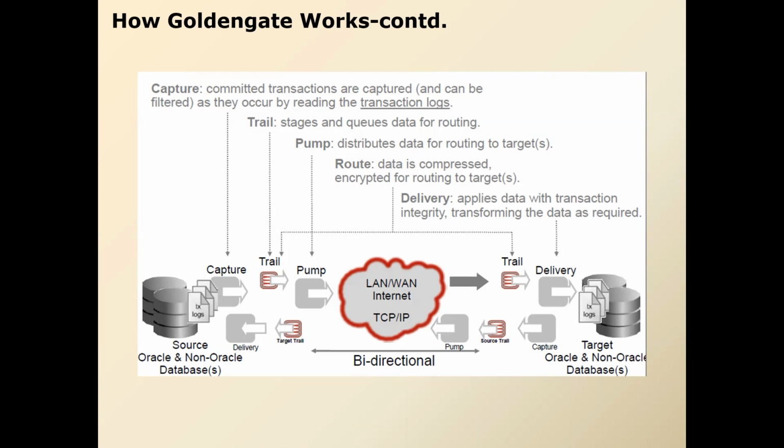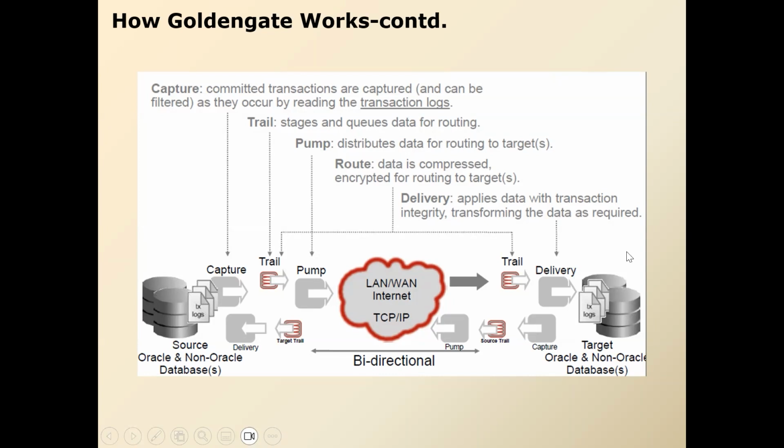So in bidirectional, just like you set up Goldengate replication from site A to site B, in the same way, you will be setting up Goldengate replication from site B to site A. I always say one thing: consider bidirectional replication as two-way unidirectional. Just like you set up site A to site B replication, in the same way, you configure site B to site A replication.